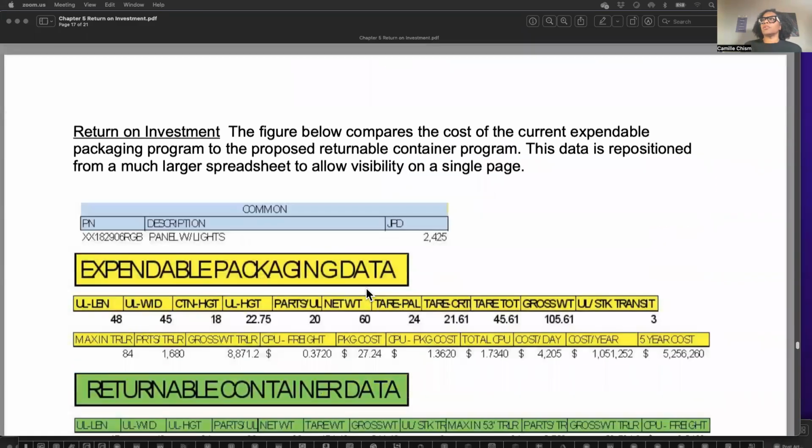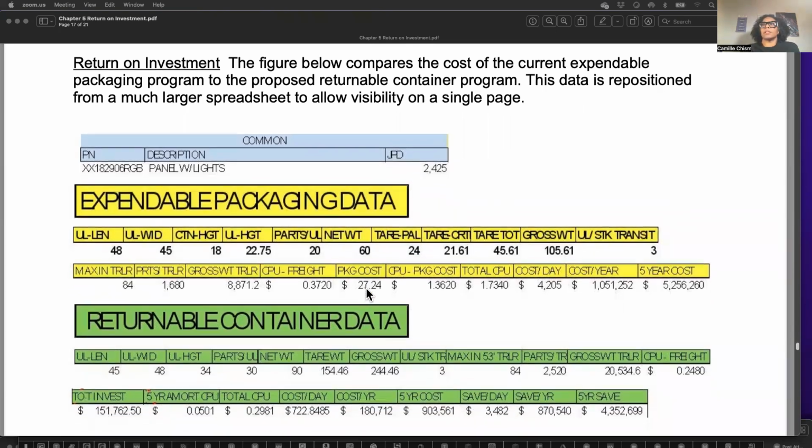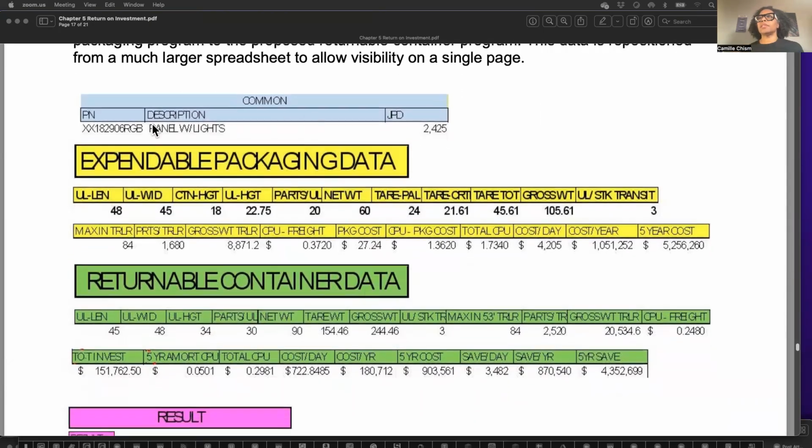And then as far as doing the return on investment, as we move through here, we've got some examples on what the cost comparison would look like for proposed returnable packaging for this particular new program. I mentioned how big some of these spreadsheets are, so this is taking the columns that are most relevant, and we'll go through that. This one is a panel with lights, and that quantity that you see is the 2425. So just keep a note of some of these numbers.